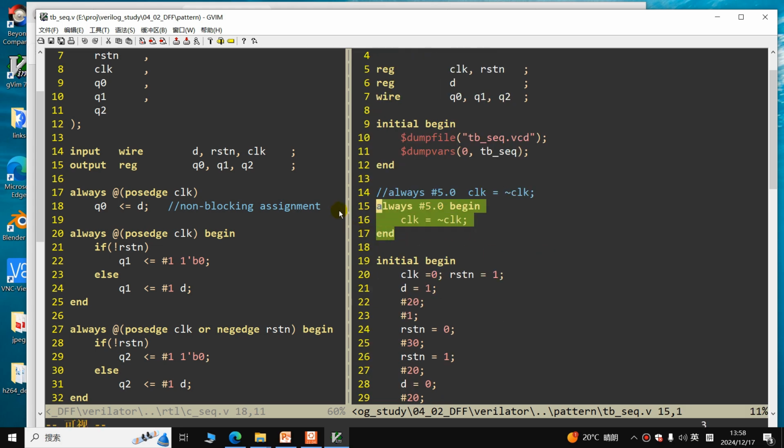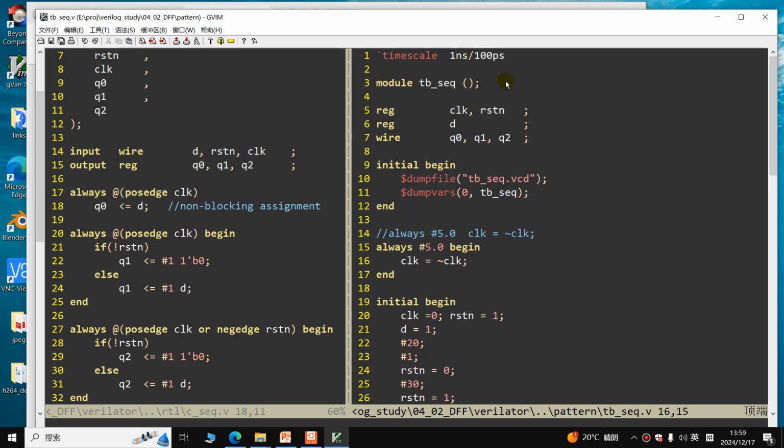This is something new to you, maybe. These are used to generate a periodic signal. The meaning is: always wait 5 time units, then execute the statement in this block. That is, every 5 time units, you execute the inverter function of clock. So this will generate a clock with a period of 10 time units, and we have defined the time unit as 1 nanosecond. So the clock period will be 10 nanoseconds.